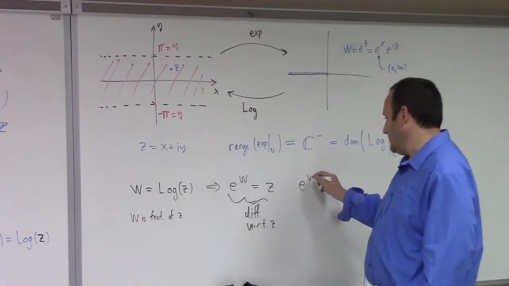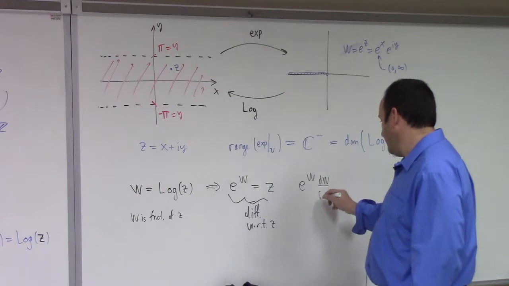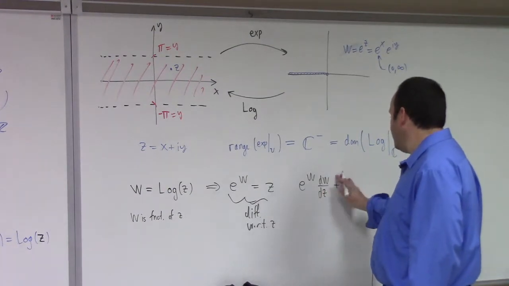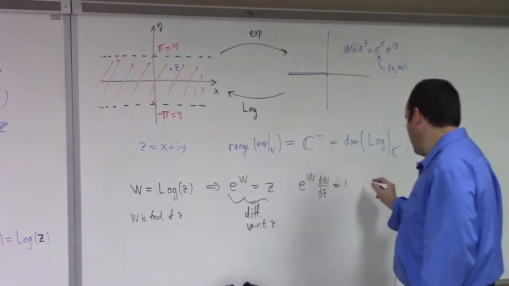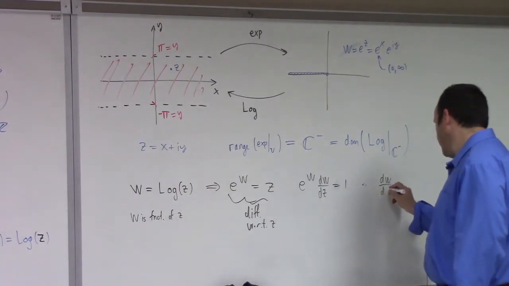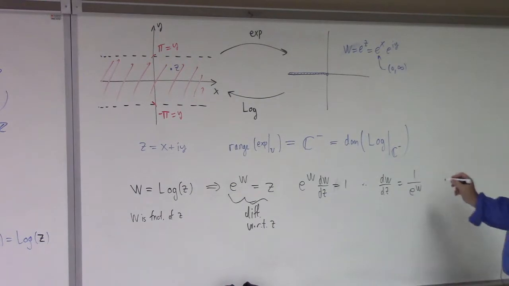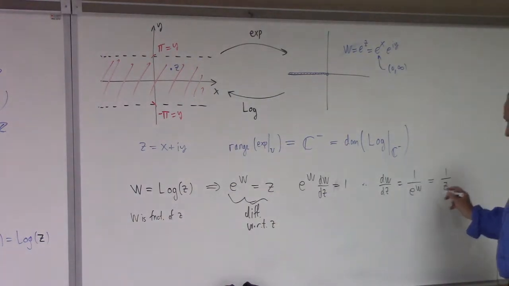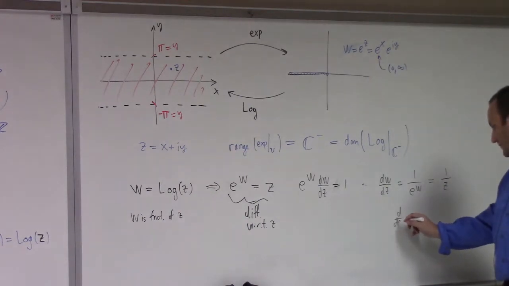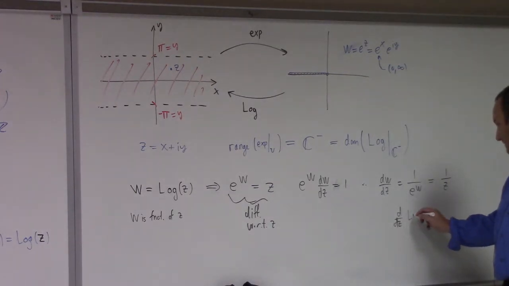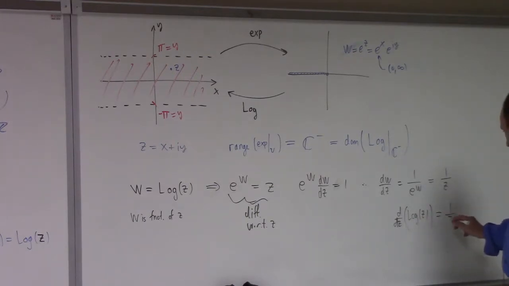I get e to the w dw/dz by the chain rule, equals 1. So therefore, dw/dz is equal to 1 over e to the w. What is e to the w equal to, though? Oh, it's z. So there you go. The derivative of the principal logarithm is equal to 1 over z.